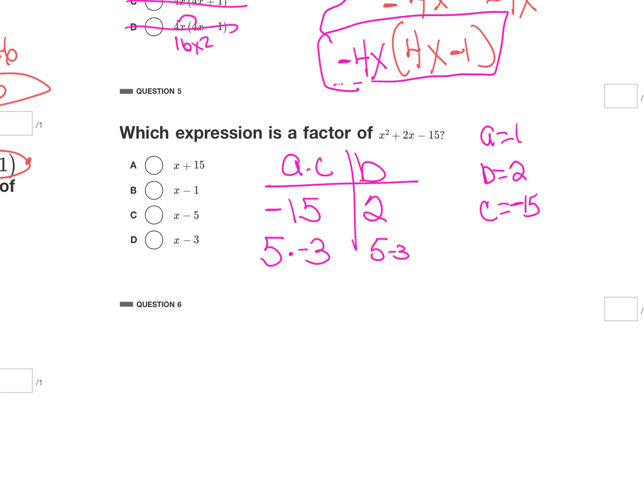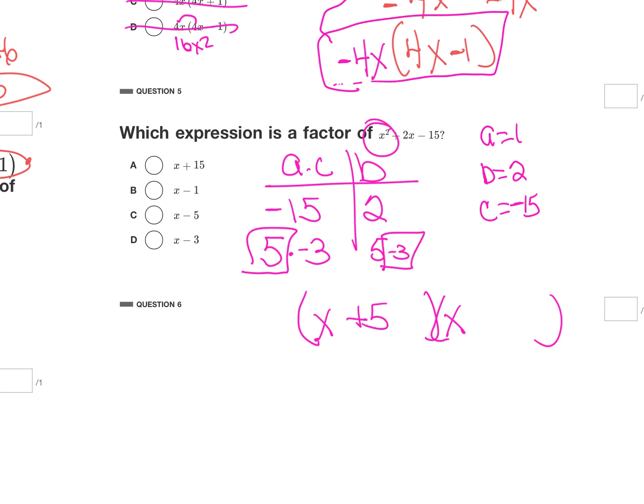Now from here, we can either put it in the box or we can split it. I'm just going to group it, save myself some work. I can split it because that A value is 1. So I'm going to split that x. And in one, I have a 5, which is positive, so it's going to be x plus 5. And in the other, my other factor is -3, x minus 3. So my answer choice either has to be an x plus 5 or x minus 3.